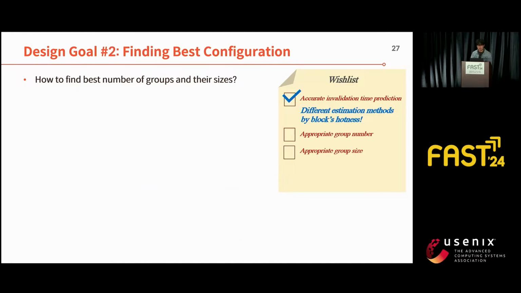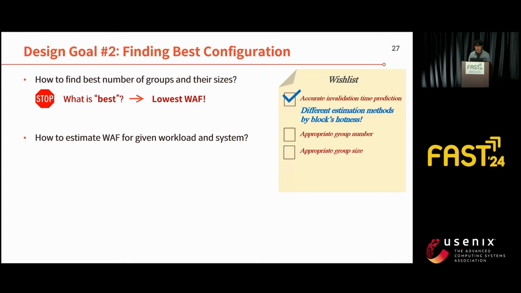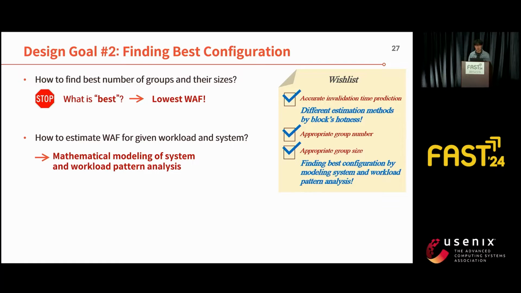hotness. The second design goal is how to find the best group configuration. Here, what exactly is best? We will define best as what can offer the lowest WAF. Therefore, to find the best group configuration, we must be able to predict the WAF for various group configurations. Then how can we predict the WAF? Maybe we need to model our system to simulate data movement and analyze the workload patterns to find the trend of data movement. By doing so, we can predict the WAF and find the best group configuration.